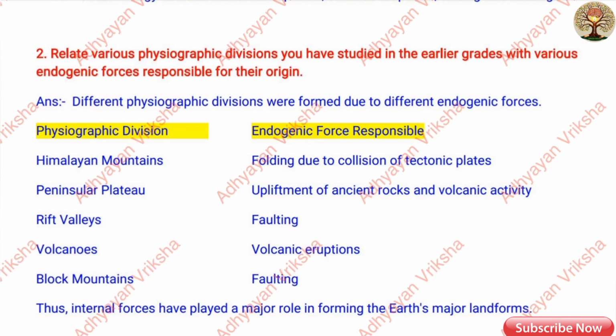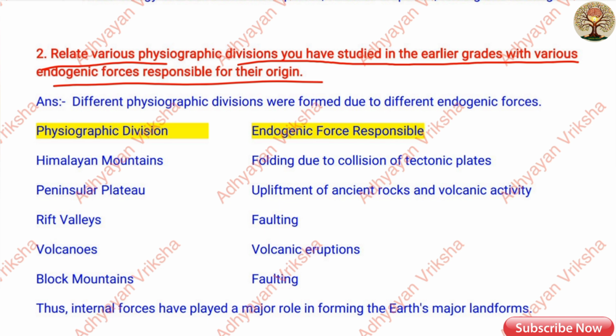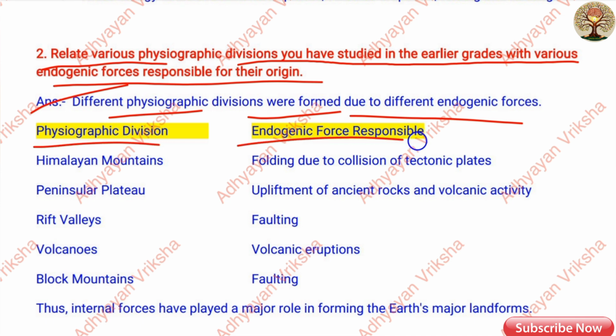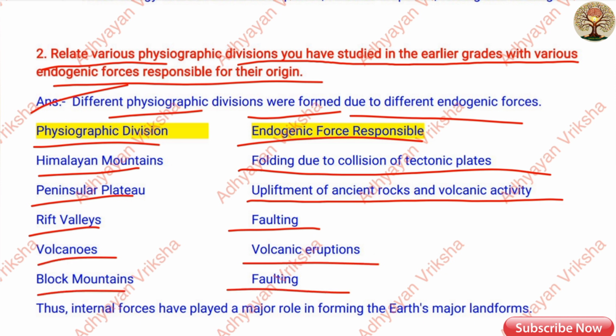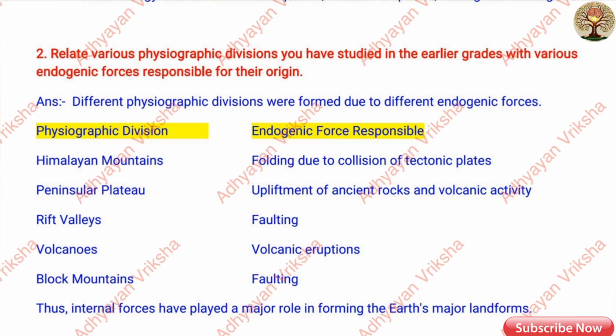Question number 2, relate the various physiographic divisions you have studied in the earlier grades with the various endogenic forces responsible for their origin. Now the answer would be that different physiographic divisions were formed due to different endogenic forces. First one is physiographic division and second one is endogenic force responsible. Himalayan mountains: folding due to the collision of the tectonic plates. Peninsular plateau: uplifting of the ancient rock and volcanic activity. Rift Valley: faulting. Volcanoes: volcanic eruption. Block mountains: faulting. Thus internal forces have played a major role in forming the earth's landforms.